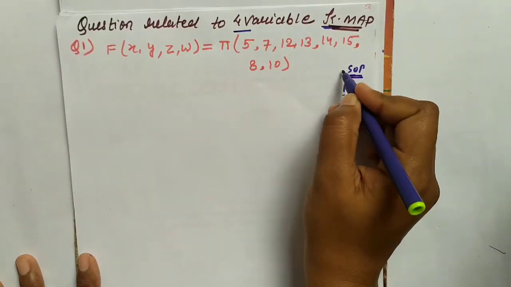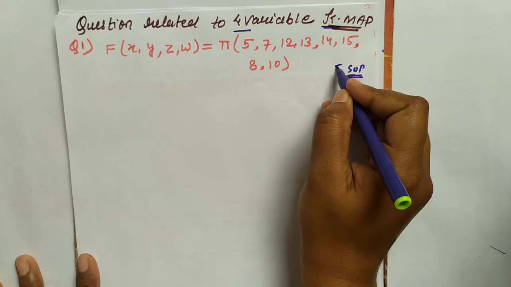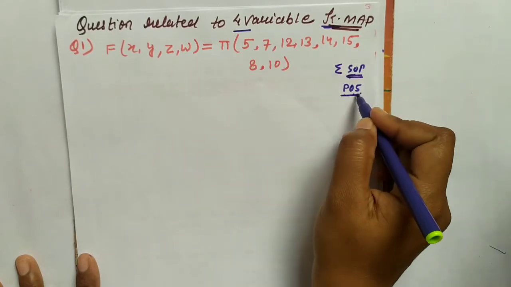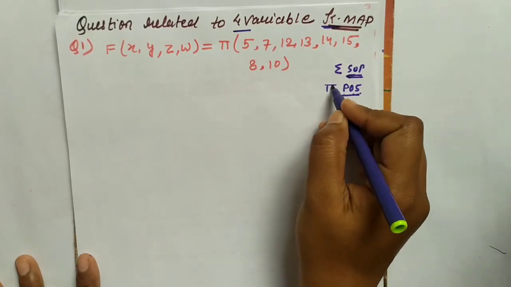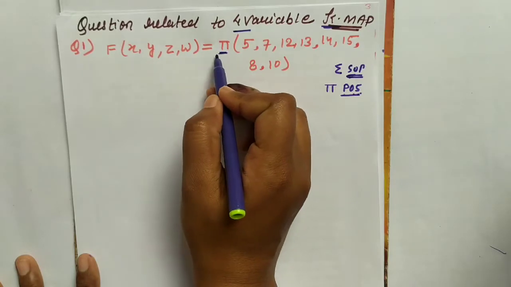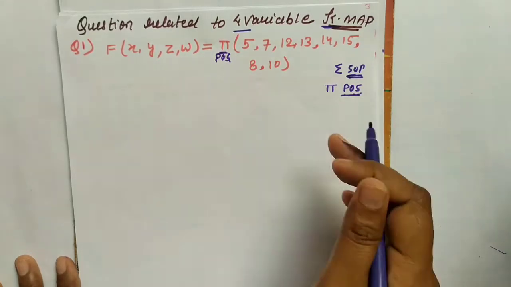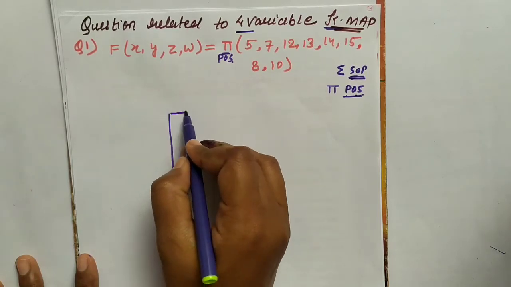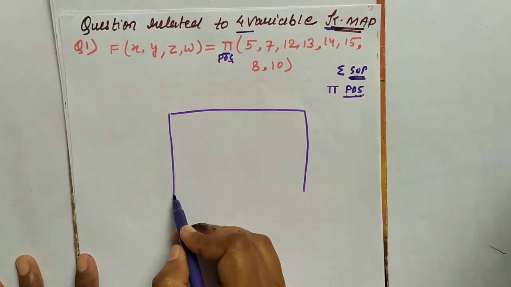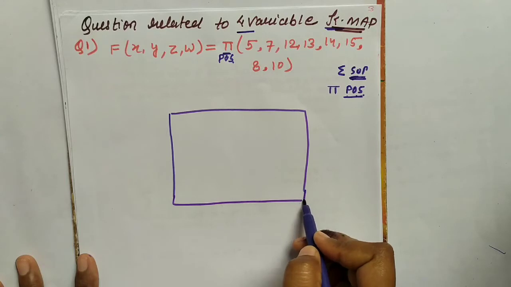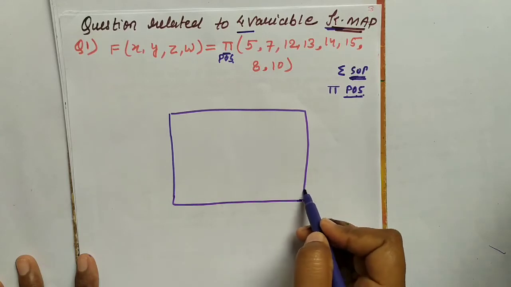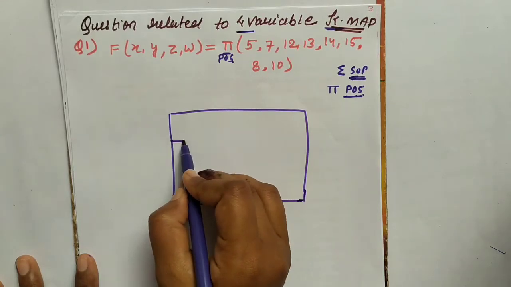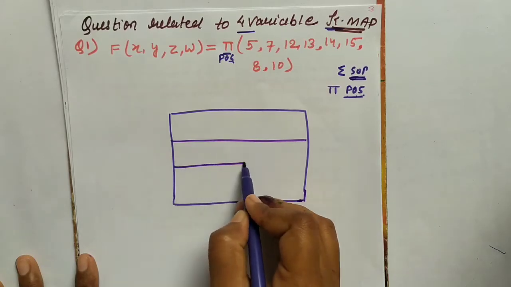For the SOP there is a sign called summation, but in the form of POS there is a sign called pi. So here is a pi, so it is a question of POS. So let's make a design of a 4 variable K-map. If you don't know how to design a 4 variable K-map, you can watch my previous video.